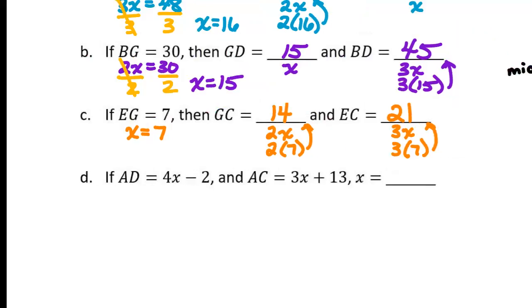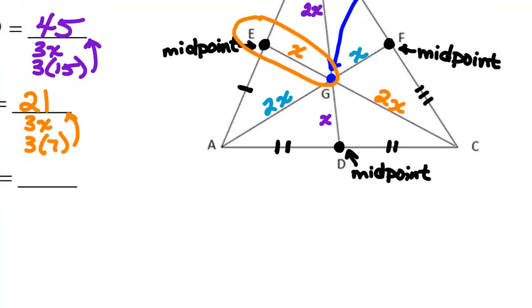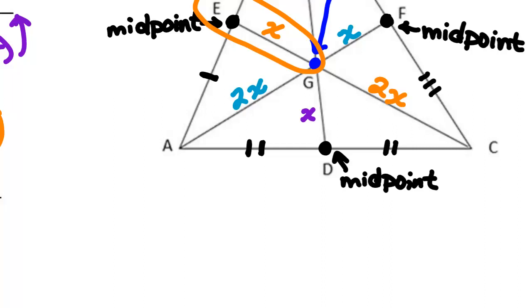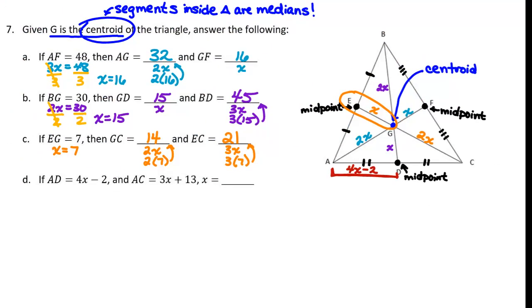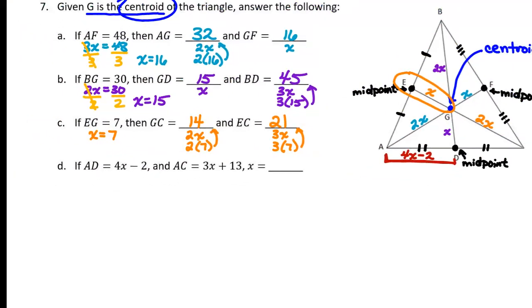All right, last part of this one. It says from A to D. Go over to my picture. Where is AD on this picture? Is that on the inside of my triangle or on the edge of my triangle? It's on the edge. From A to D is right here. It says this distance right here is 4x minus 2. And then it says from A to C is 3x plus 13.